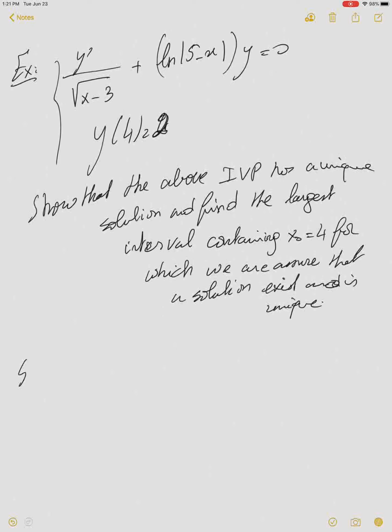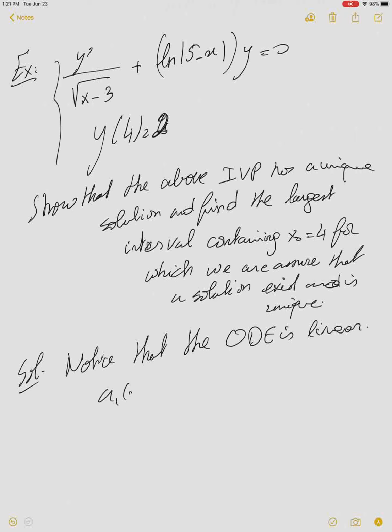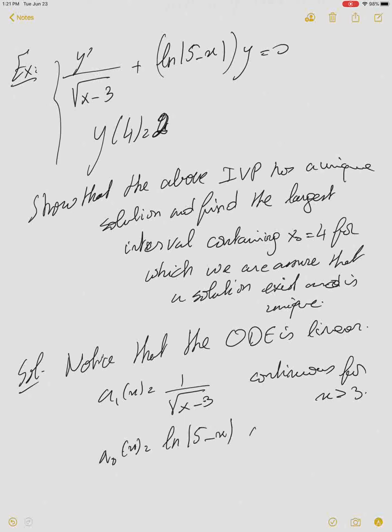Well, now notice that the ODE is linear. I have a1(x) = 1 over square root of (x - 3). This is continuous for x larger than 3. Do you agree? And I need all the coefficients to be continuous. What about a0(x)? a0(x) is log of absolute value of (5 - x). This is continuous for x different than 5.